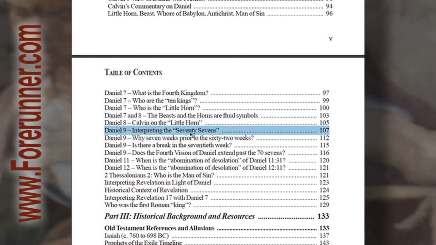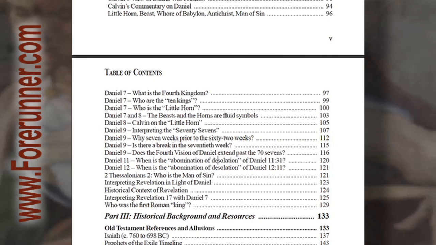What are the 70 weeks, as the other controversial part? Everyone agrees that 70 weeks means 490 years, but when did the 490 years begin? Is there a break between the 7 weeks and the 62 weeks? And is there a break in the 70th week? These are all questions that people disagree on, and I give my view. Does the fourth vision of Daniel extend past the 70 weeks, or does it end in the middle of the 70th week, which is the view I hold?